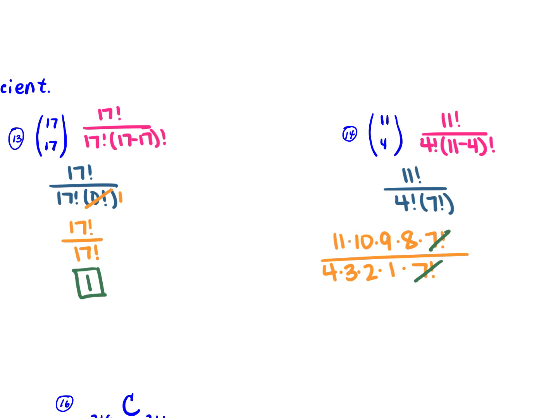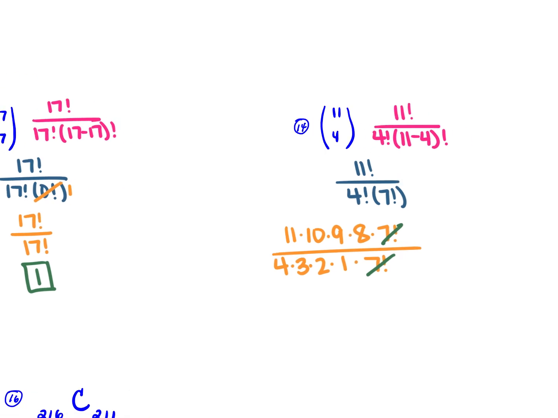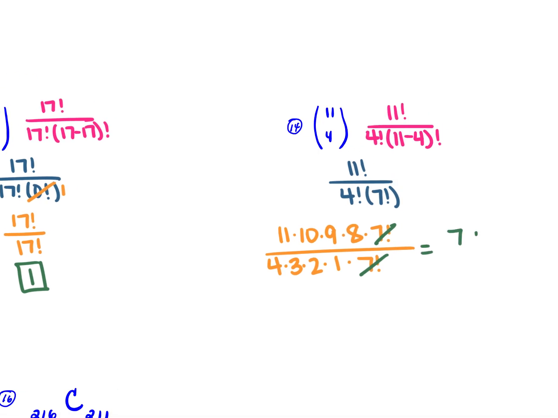You have 11 times 10 times 9 times 8 on the top, which gives you 7,920. And then the 4 times 3 times 2 times 1 on the bottom, which is 24. If you divide these two numbers, you should get 330 as your answer.